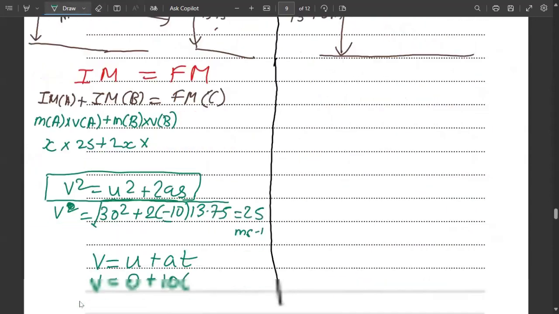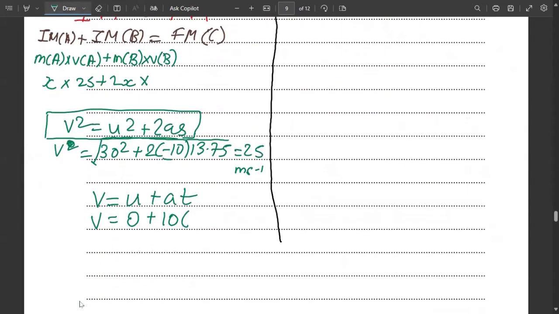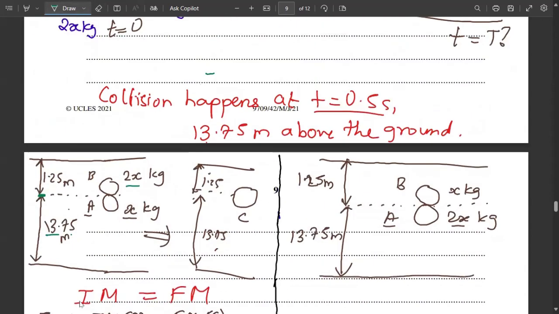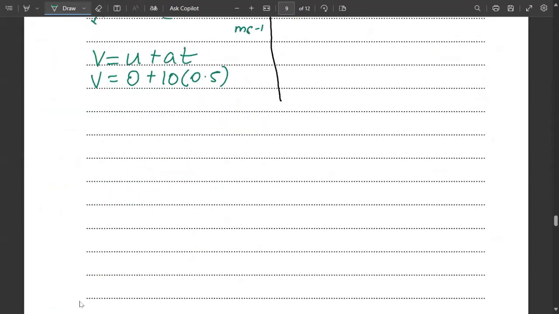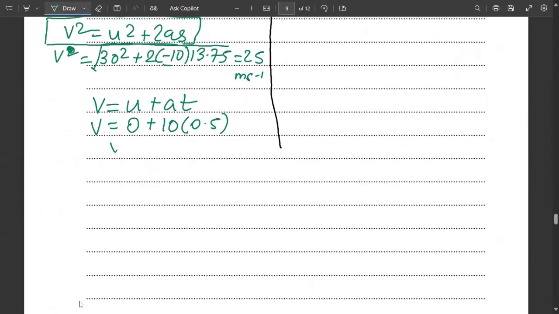Going ahead, acceleration is plus 10, time is 0.5. We know that the collision occurs at 0.5 seconds. That means in 0.5 seconds they'll reach here. So the velocity is 5 meter per second.